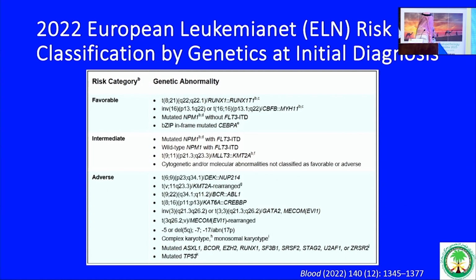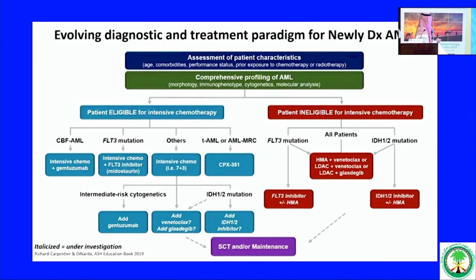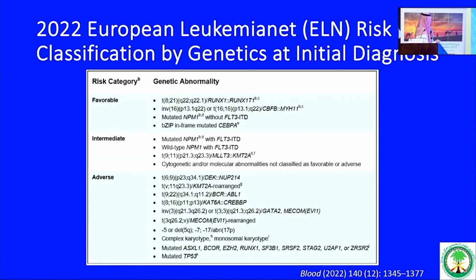One of the other changes is that we now think of NPM1 as favorable prognosis, but only if you have NPM1 without FLT3. NPM1 with FLT3 falls in the intermediate category. If you have any of these cytogenetic abnormalities with NPM1, then it will be in the adverse category. So adverse cytogenetics will always trump the NPM1 mutation.